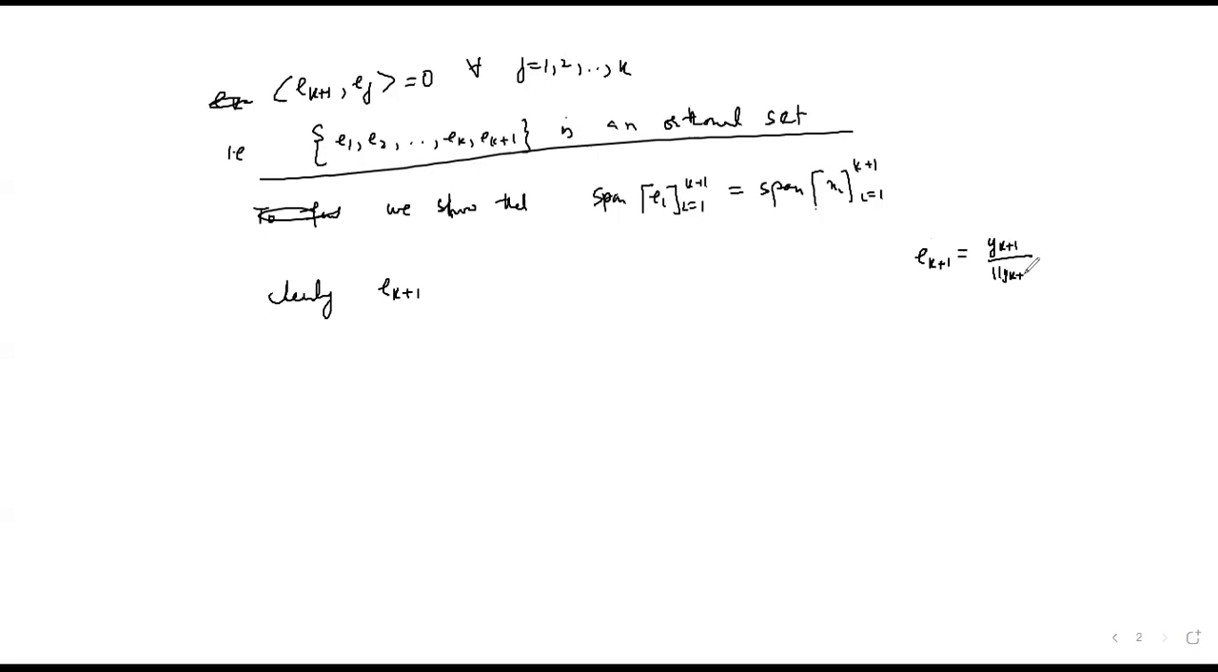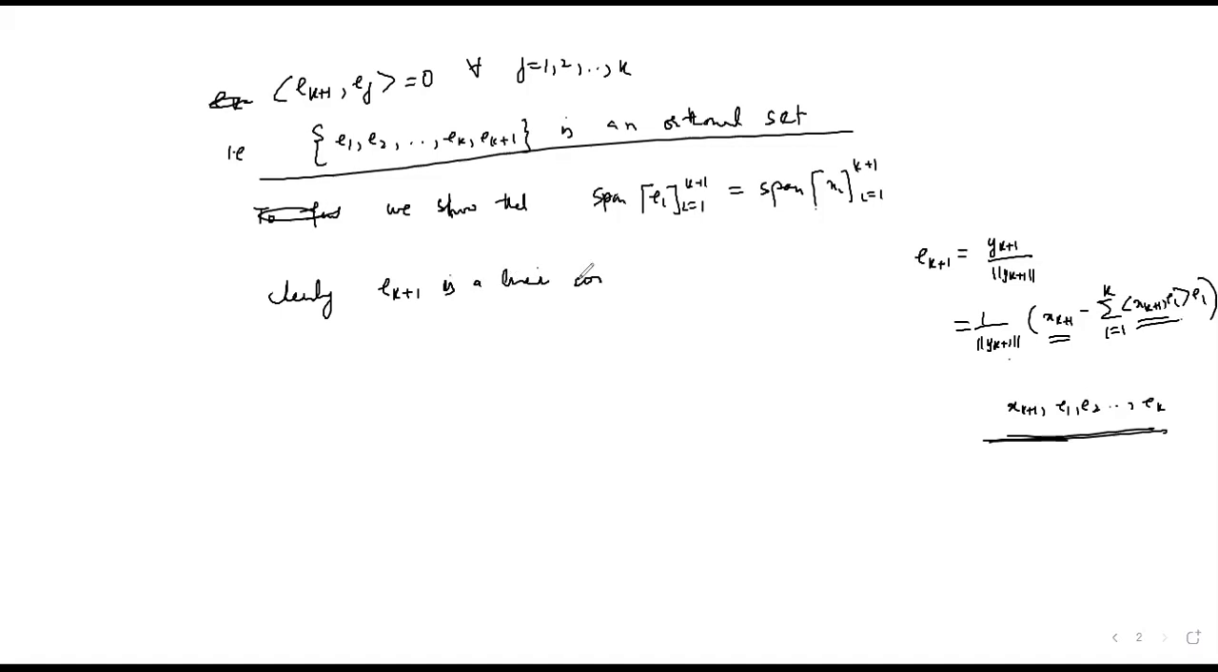divided by norm of y_{k+1}. Right? But y_{k+1} itself, if I take this number out, is equal to x_{k+1} minus summation i runs from 1 to k of the inner product of x_{k+1}, e_i times e_i. So it is a scalar times x_{k+1}, then a set of scalars. So it is a linear combination of x_{k+1}, e1, e2, up to ek. So e_{k+1}, writing here, is a linear combination of x_{k+1}, e1, e2 up to ek.